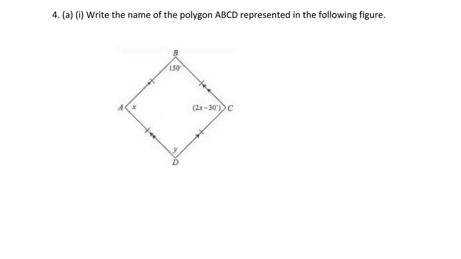Question number 4, part A, Roman 1. We are supposed to write the name of the polygon ABCD represented in the following figure. So we've been given the figure there for the polygon. Okay, so for this one, since you have two pairs of parallel sides and all sides are equal, then this is the rhombus.